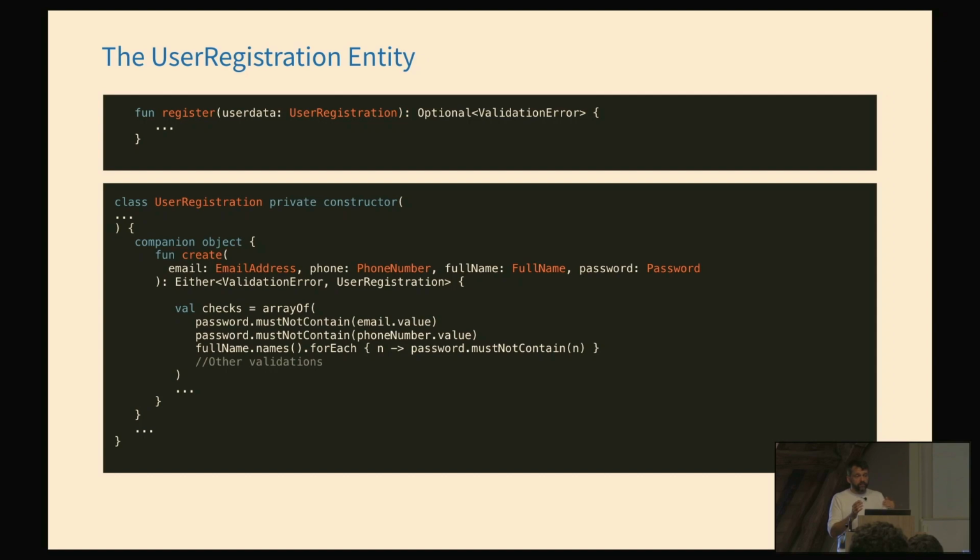So instead of having them sent in one by one, we wrap them in a bigger entity, and that entity can then enforce things that go across these different primitives. In this case, we can have a list that says the password must not contain the value of the email. The password must not contain the phone number value. And we loop through the names, and then we say the password must not contain any of these. So this is how we can enforce rules that go across different fields of this bigger object.